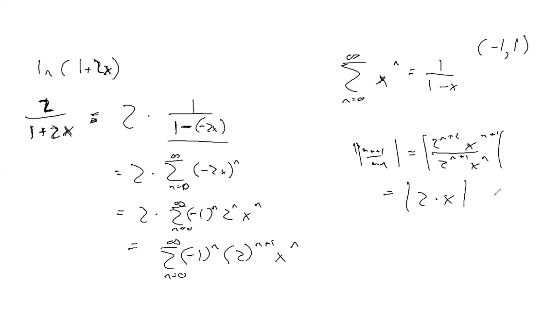Okay, and I want this to be less than 1, meaning I want 2x to be less than 1, greater than negative 1. In other words, I want x to be less than 1/2, greater than negative 1/2. Okay, all right, so now when I integrate, this is my interval of convergence for this.